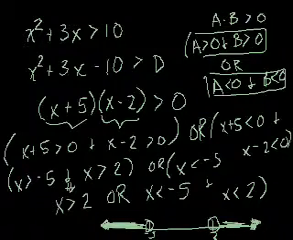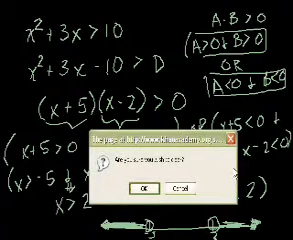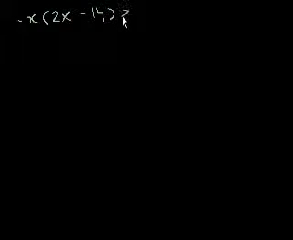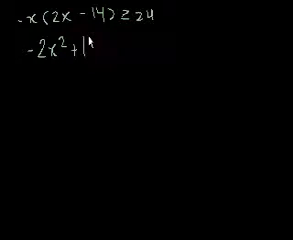Let's try another one, and hopefully I can confuse you even more. Let's say I have minus x times 2x minus 14 is greater than or equal to 24. Well, the first thing we want to do is manipulate this so it looks like the standard form. So we get negative 2x squared plus 14x, I'm just distributing the minus x, is greater than or equal to 24.